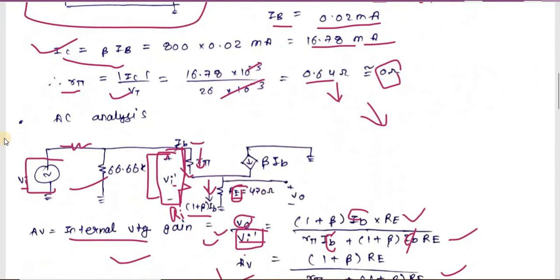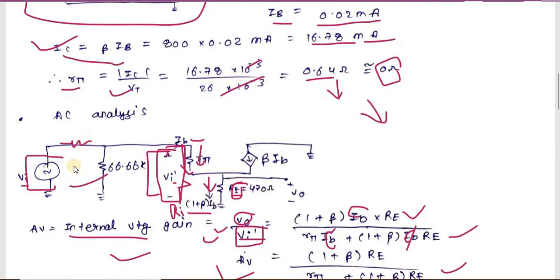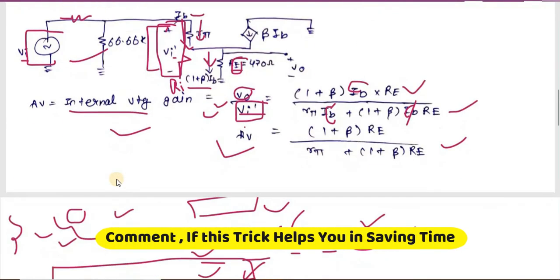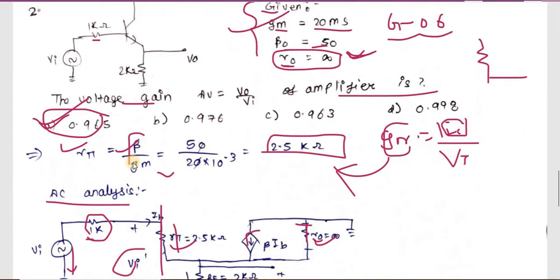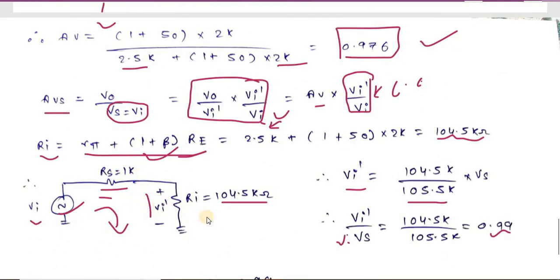And in the AC analysis, if RS is not present, then your overall input voltage will be equal to the internal input voltage, and if RS is present, then you have to use the voltage divider rule to get your ratio, that is VI dash by VS.